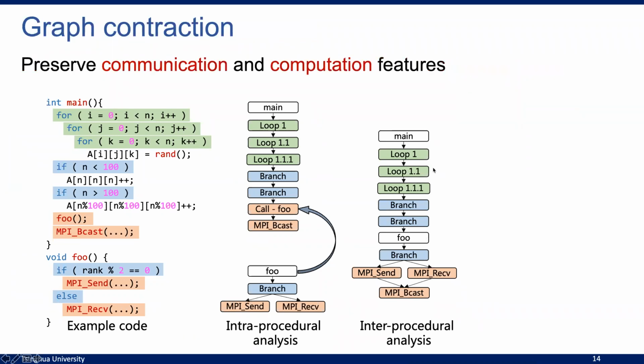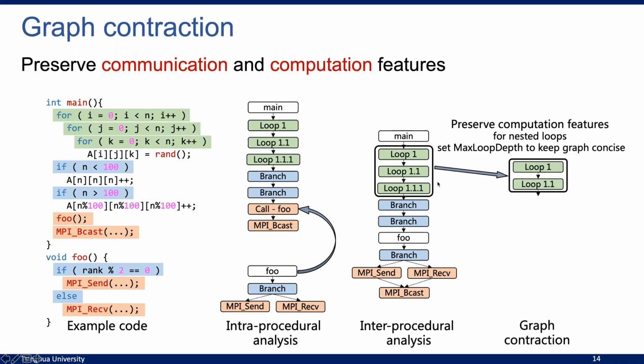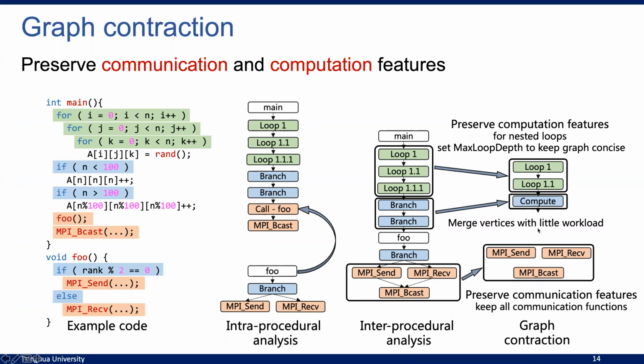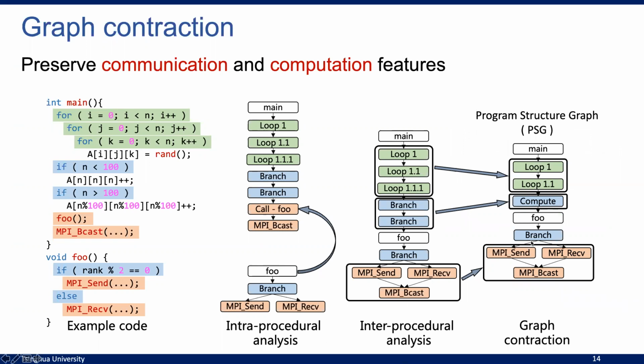Finally, graph contraction. We preserve communication and computation features in this graph. To preserve computation features, we set max loop depths for nested loops to keep the graph concise. We also merge vertices that have little workload. To preserve communication features, we keep all communication call vertices. Finally, a program structure graph is built.